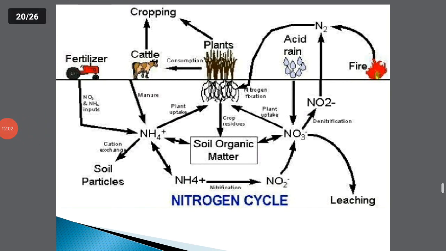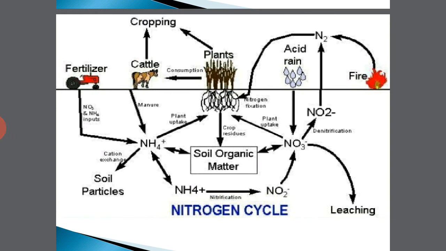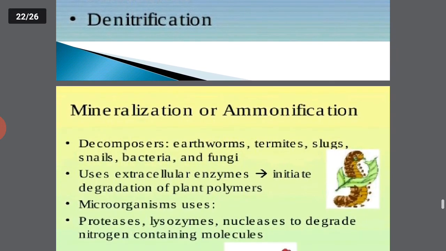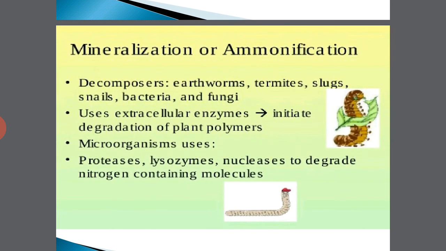Okay, let's move further. Try to understand it in detail from your book also. You can refer to your NCERT book. The nitrogen cycle comprises these steps: ammonification, mineralization, immobilization, nitrogen fixation which we already studied, nitrification and denitrification. Let's move to mineralization or ammonification. Decomposers such as earthworms, termites, slugs, snails, bacteria and fungi do the task. They use extracellular enzymes to initiate degradation of the plant's polymers.